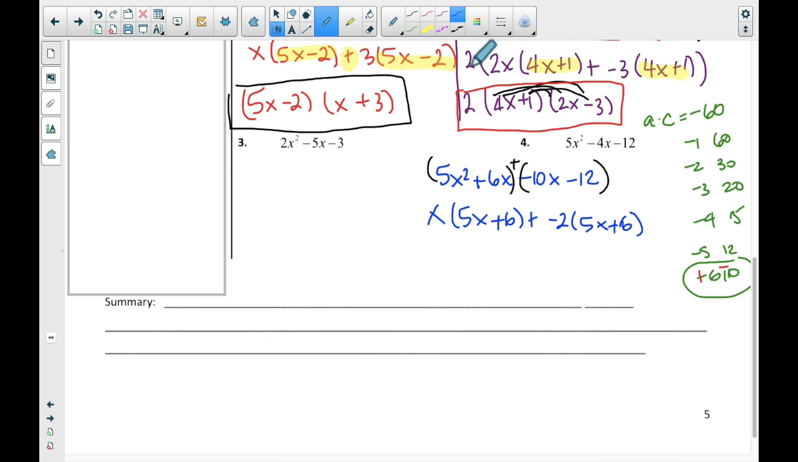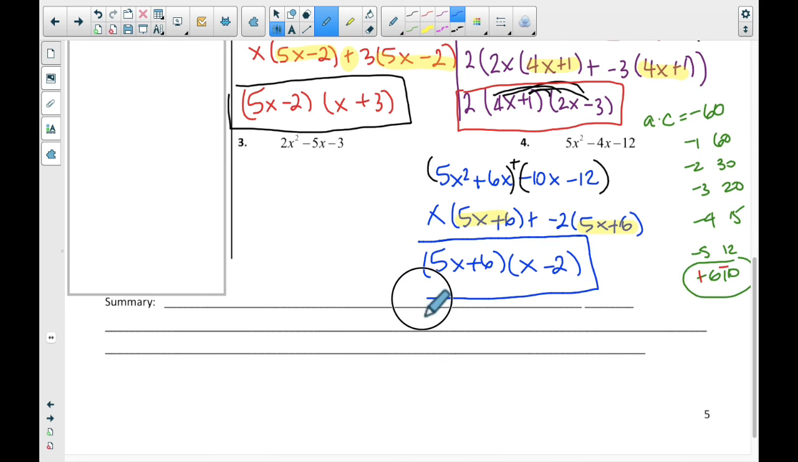Okay, notice you should always, and we do, have these two things that repeat. That means we are on the right track. That means we are doing things correctly. So I factor out that GCF, which is 5x plus 6, and I get x minus 2, and that is my factorization. I can always check it to see that that matches up with this because I have 5x squared minus 10x plus 6x. Minus 10x plus 6x is negative 4x and a negative 12. And so there you have it.